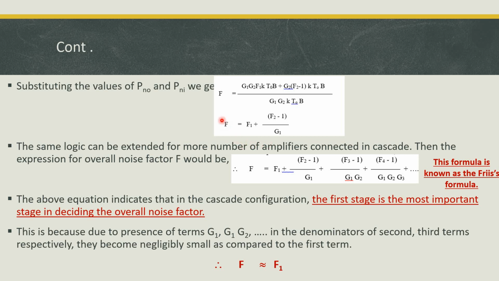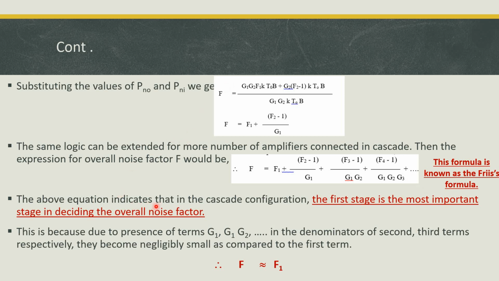If you are connecting n number of amplifiers, then F is equal to F1 plus F2 minus 1 divided by G1, plus F3 minus 1 divided by G1 into G2, plus F4 minus 1 divided by G1 G2 G3. Next factor F5 minus 1 divided by G1 G2 G3 G4. So like that it will be extended.